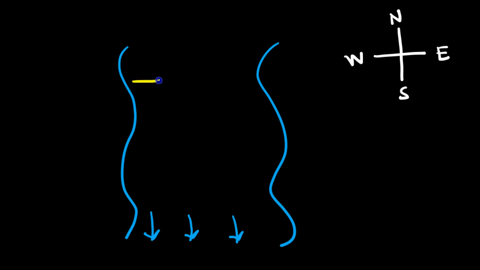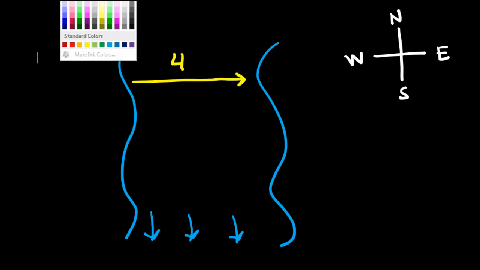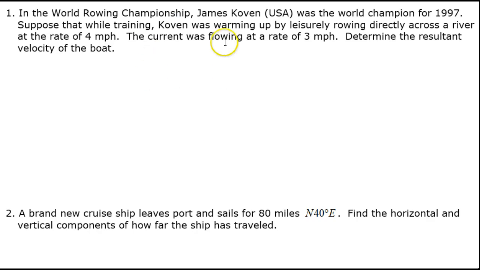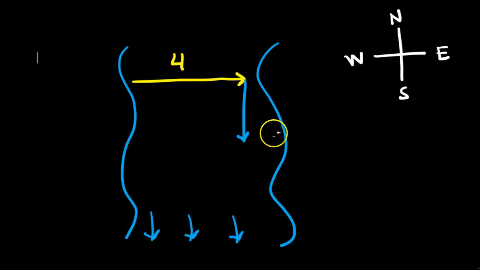So this vector will represent his 4 miles per hour swimming across the river, let's say east. And now I'm going to have this blue vector representing the flow of the current, which was 3 miles per hour, and let's say south. So we are to find the resultant vector, which is going to be like this.